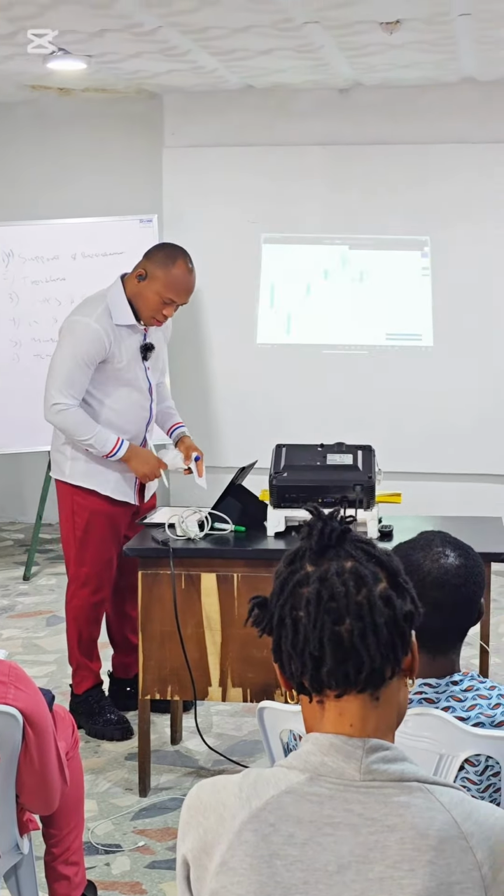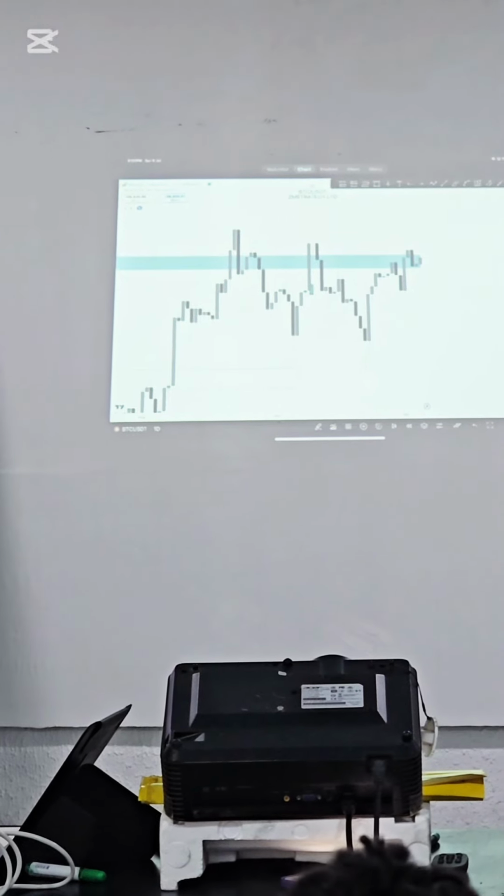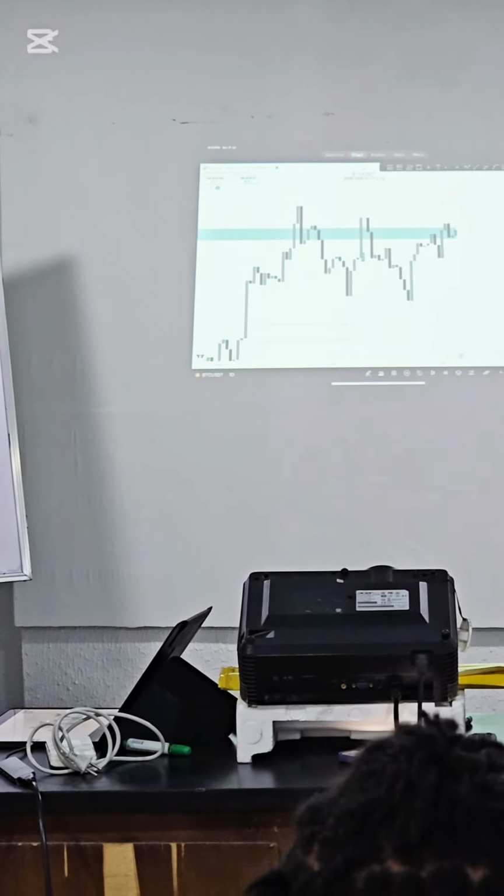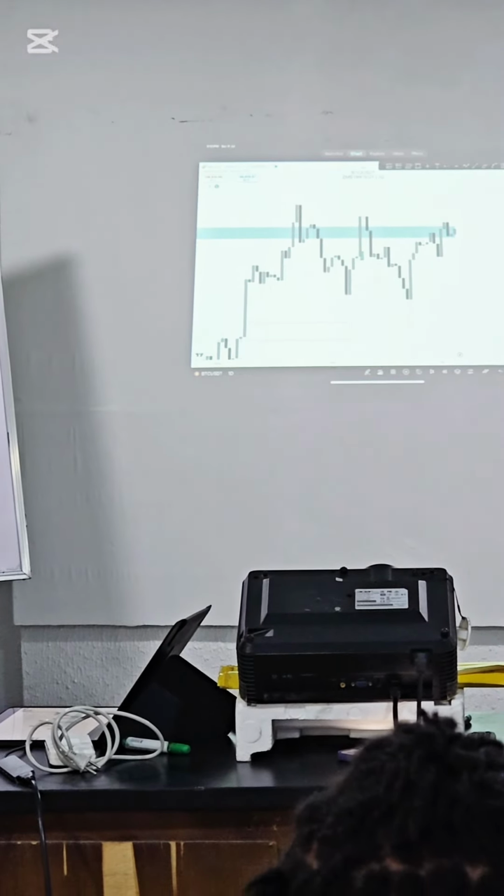The base structure. What do you call head and shoulder? Yeah, let's start in terms of structure. What can we see first? Downtrend. Yeah, let's see now.